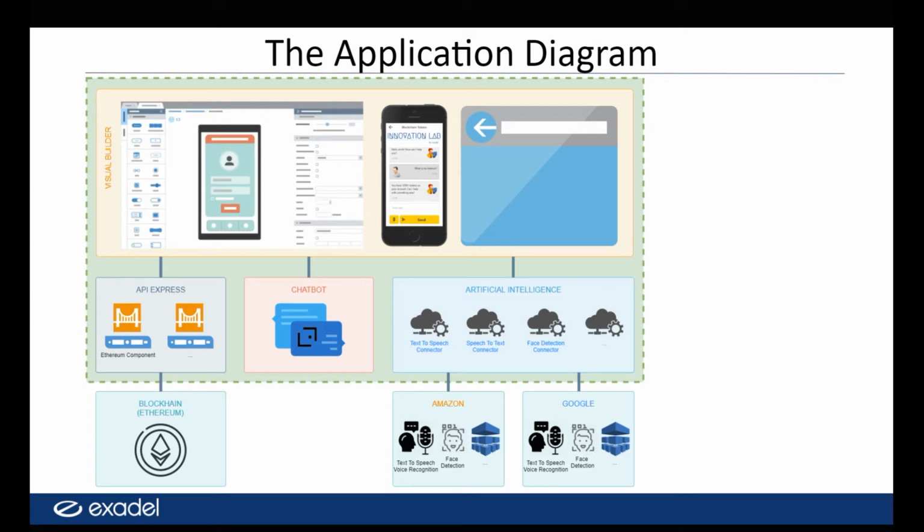To simplify the integration process on our platform, there is middleware level which is called API Express with a set of predefined components, and one of such components is Ethereum, which hides all Ethereum complexity and provides a simple way to work with blockchain. The next technology is a chatbot, and it is a separate module provided by our platform. Our platform provides an opportunity to work with the API of third-party providers, such as Amazon or Google, via our set of connectors. A good example of such integration is voice recognition and speech-to-text technologies.